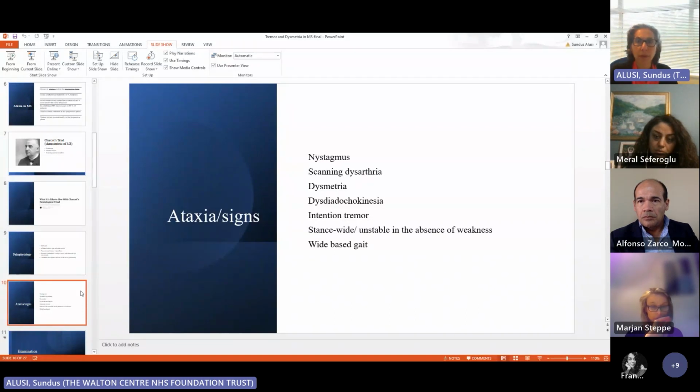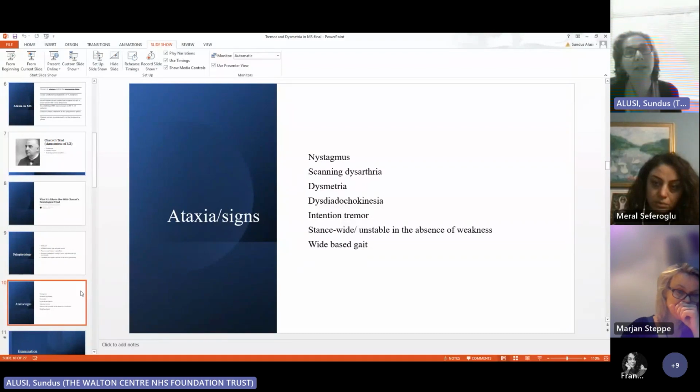When you stand the patient, the stance can be abnormal. The patient could be having titubation, or standing with wide feet, or just unstable and unable to stand. In a normal person, you'd expect people to stand at 12 centimeters without any problem. But if the person is ataxic, then they would have to put their feet slightly apart.